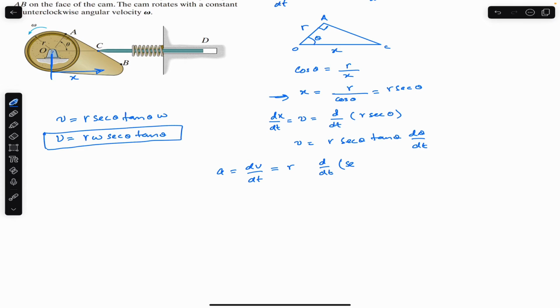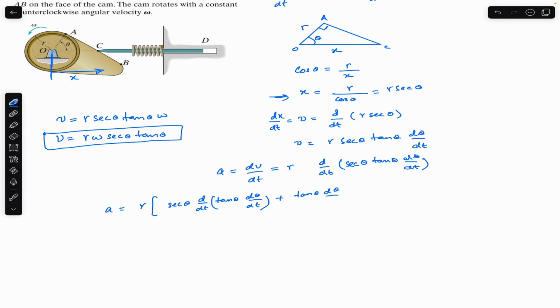of secant theta tan theta d theta by dt, and further we can write that the acceleration will be equal to r, and then we can write that secant theta d by dt tan theta d theta by dt plus tan theta d theta by dt and the derivative of secant theta.